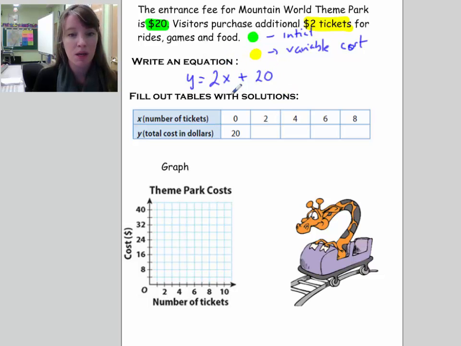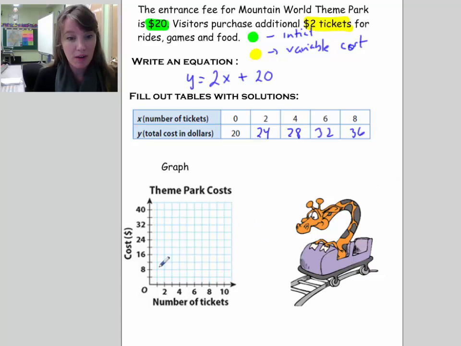Okay, so I'm going to use that equation to fill in the solutions here. So for 2 tickets, that's 2 times 2, which is 4, plus 20, which is 24. For 4, it would be 8 plus 20, which is 28. For 6, it would be 12 plus 20, which is 32. And for 8, it would be 16 plus 20, which is 36. And I actually put 30, whoops, I just switched them both around. So this is 32 and this is 36.